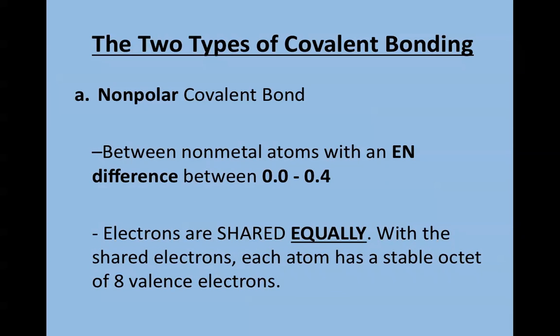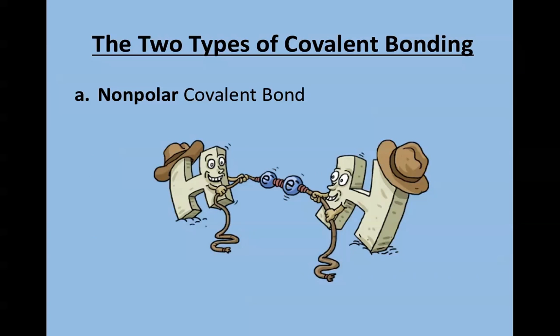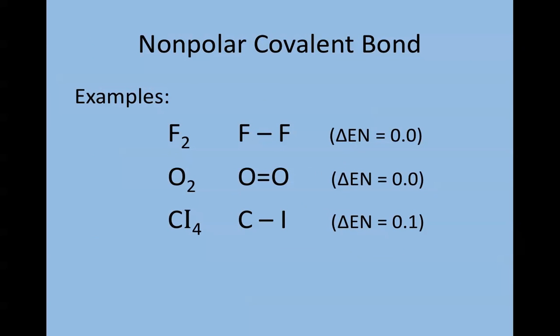This is when electrons are shared equally. In general, this is when two nonmetal atoms have a difference in electronegativity of 0 to 0.4. So when we calculate two atoms, their difference in electronegativity has to be 0.4 or less in order to be sharing their electrons equally. So again, they both have an equal pull on their electrons.